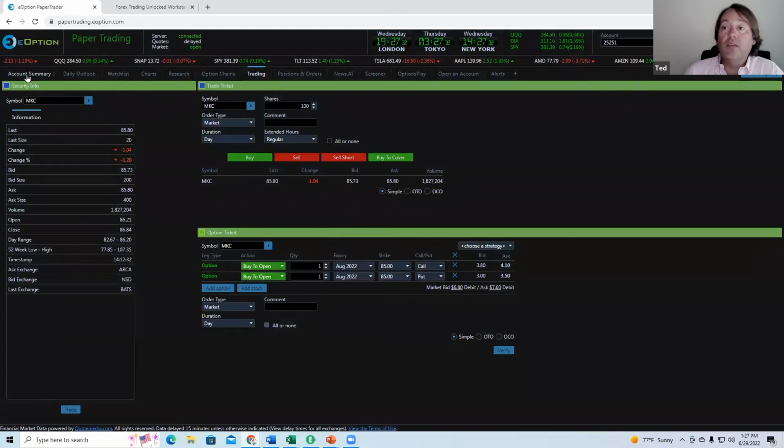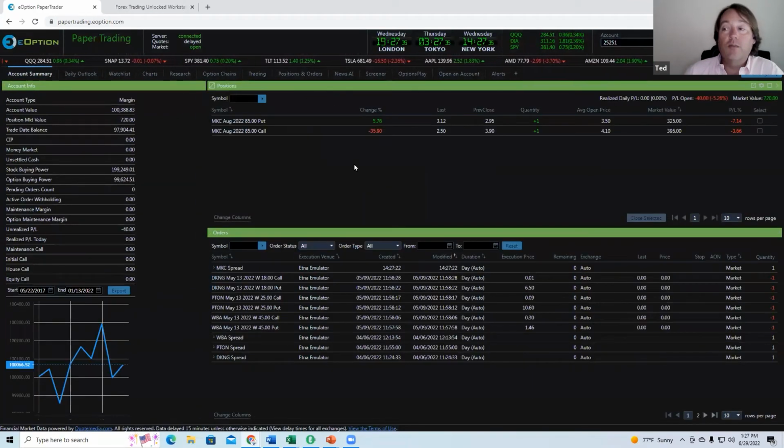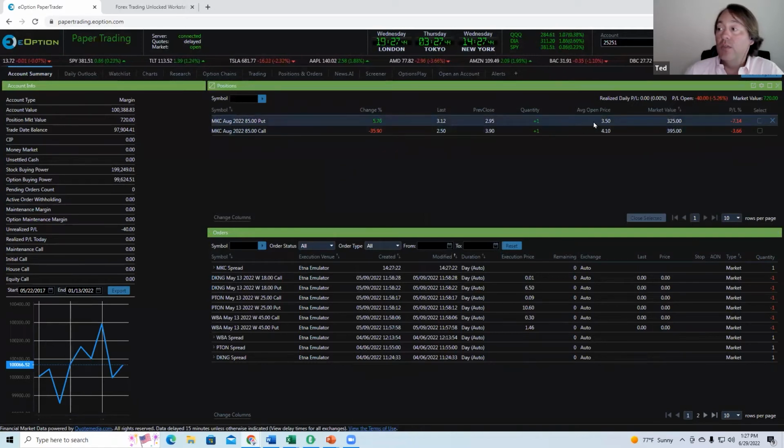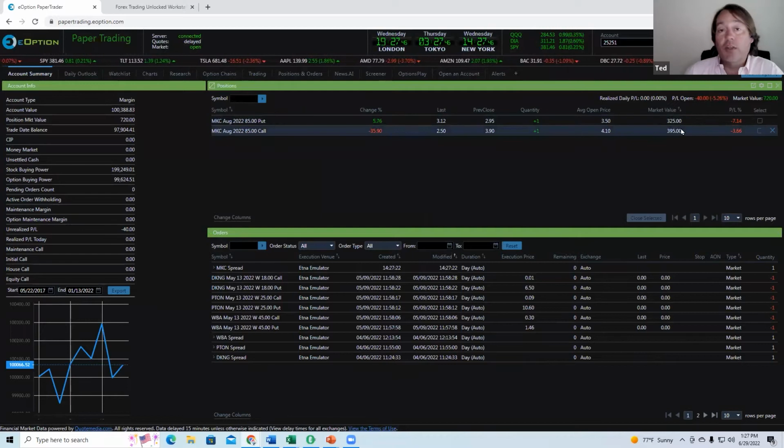Well, now we go back to our account summary. Look at that. We now have a position, and it tells you the value of where it's at right now. So we know our P&L for each option, where they're at. We know what the opening price was. We know the market value.